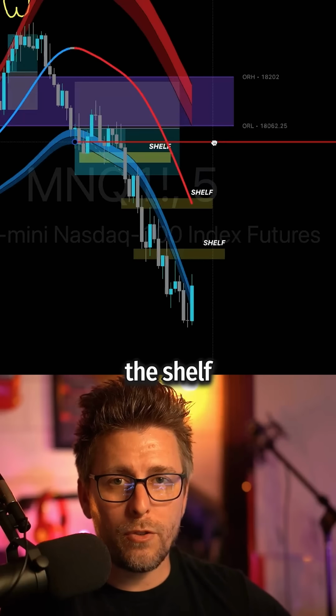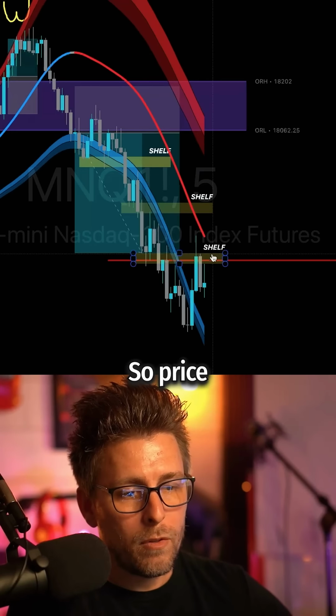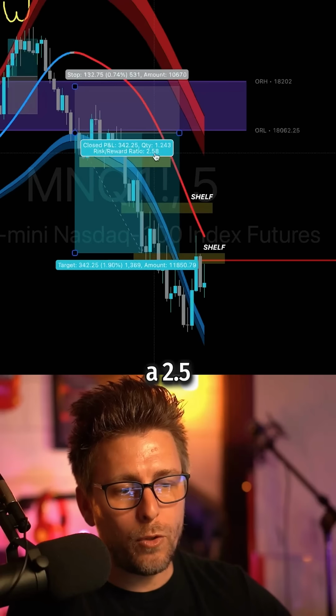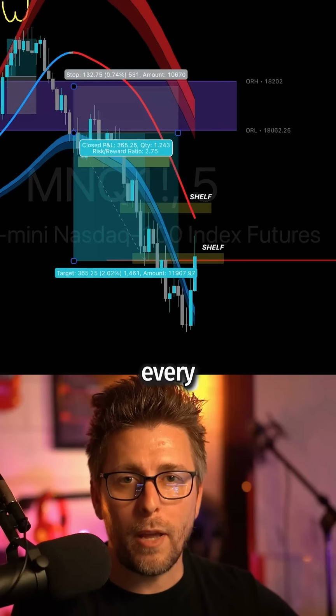And if you were using the shelf method to trail, that's 1, that's 2, that's 3 shelves deep. So price action grabs you at a 2.5 risk reward. That's how I've had only 2 red days in all of 2025, trading this live every day.